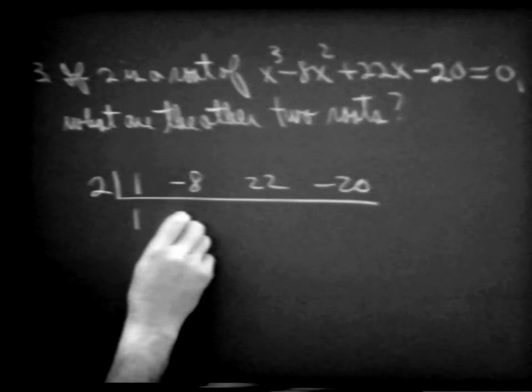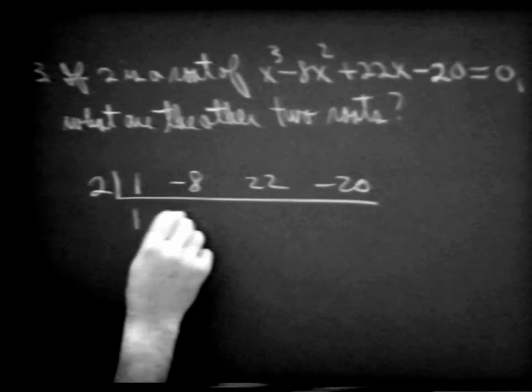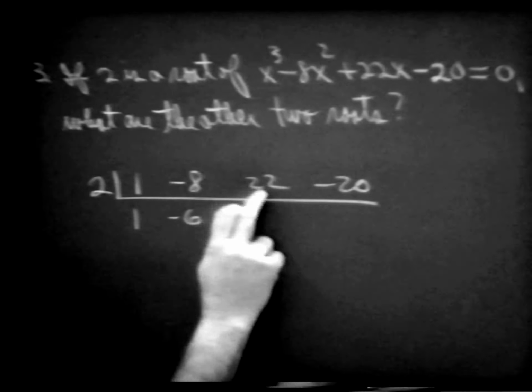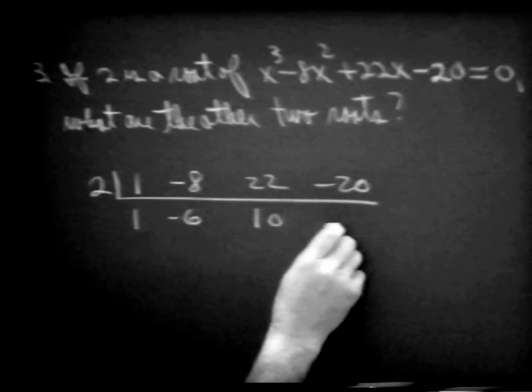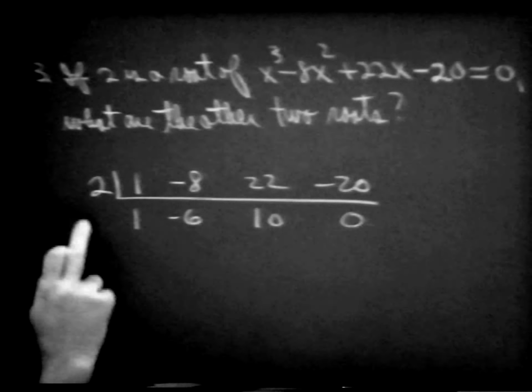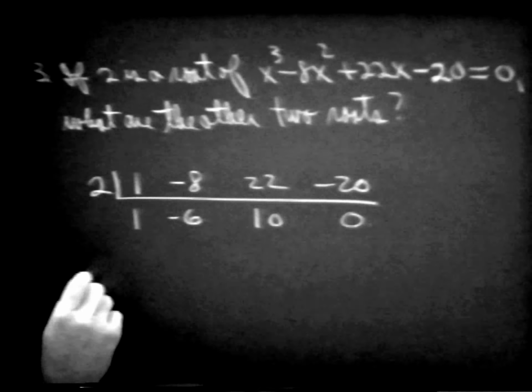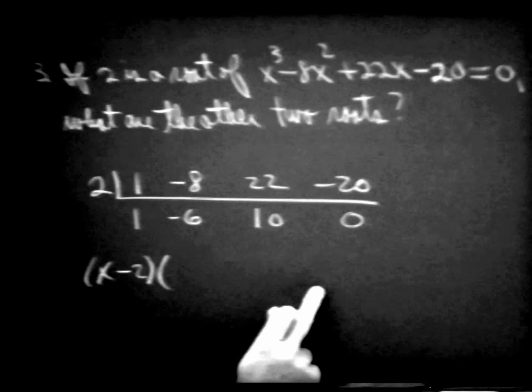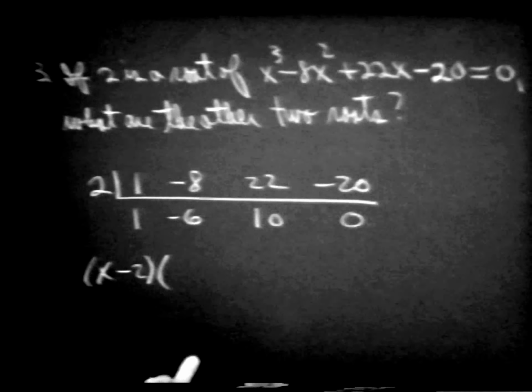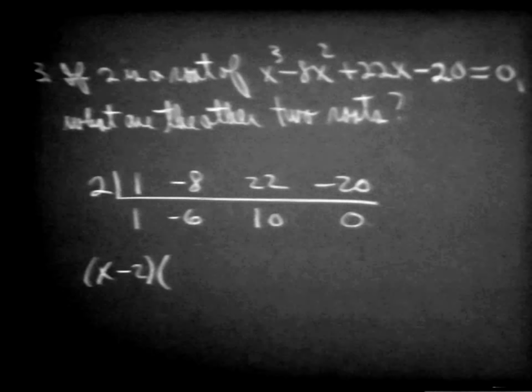We bring down the number 1. 2 minus 8 is negative 6. Negative 12 plus 22 is 10. And 20 minus 20 is 0. Sure enough, 2 is going to be a root. We then have x minus 2 times, what then is q of x, the other polynomial here, which is of reduced degree? Kirby?